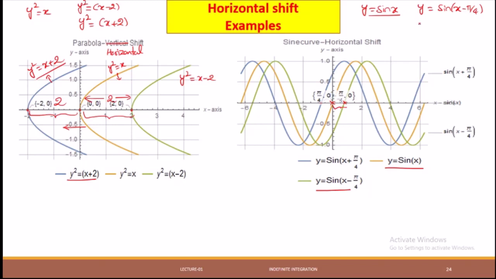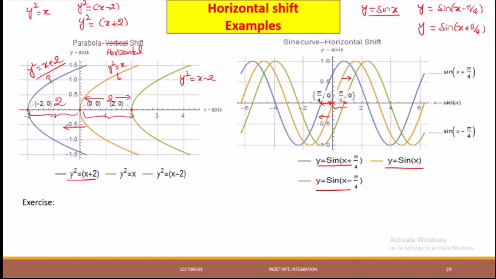Now let us plot the graph of y is equal to sin of x plus pi by 4. In this case the sine curve shifts horizontally left by pi by 4 units, and it is represented in the blue color curve. You can see it is shifted horizontally left. So I hope you have understood the graphical transformation horizontal shift with these two examples.